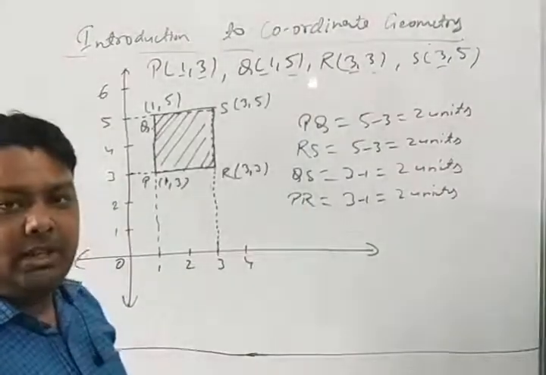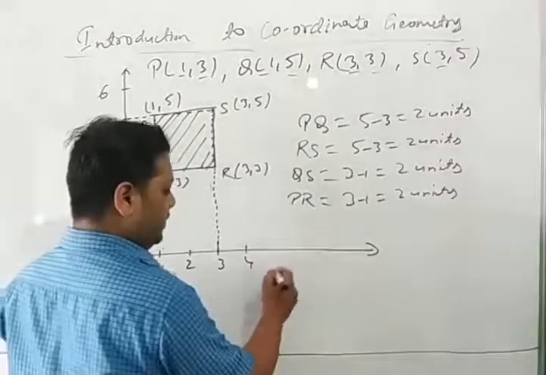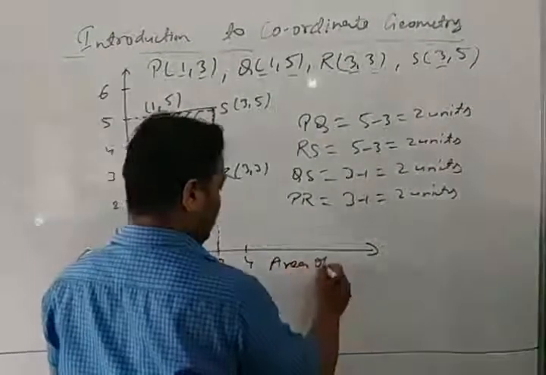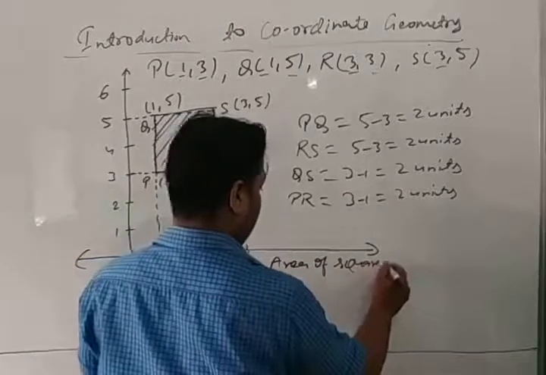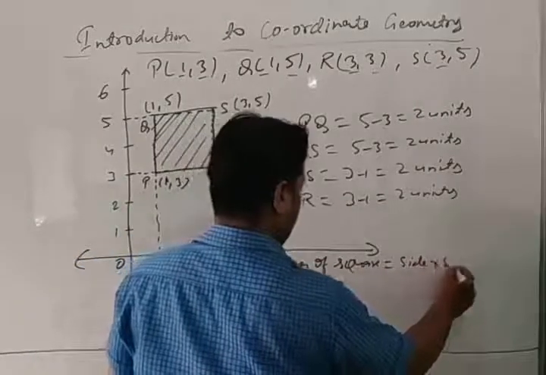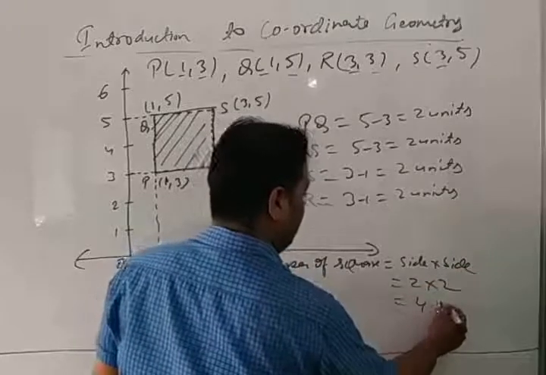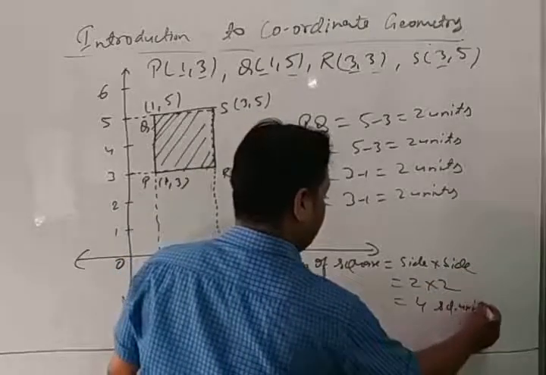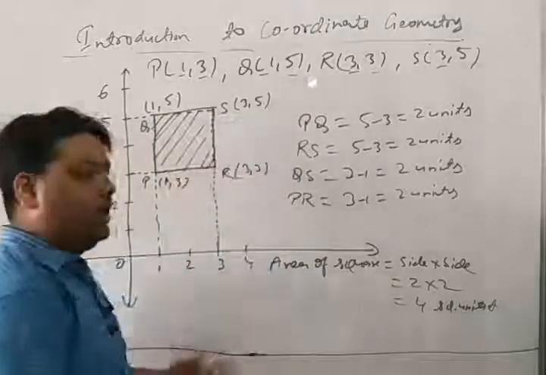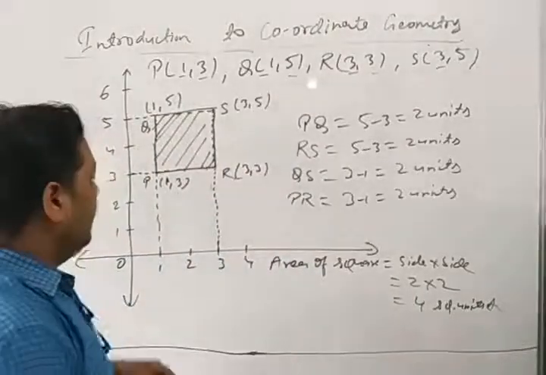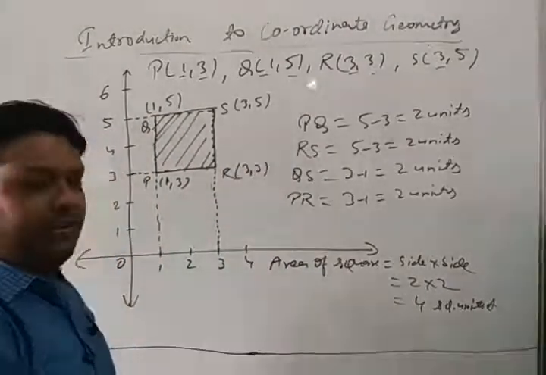Then we can apply the area of a square. The area of a square is equal to side into side. Now the side is 2, so 2 times 2 is 4 square units. So like this, after plotting the points, we can find the area also.